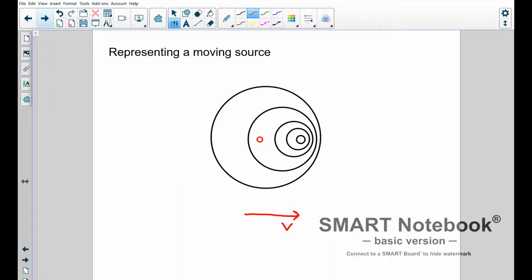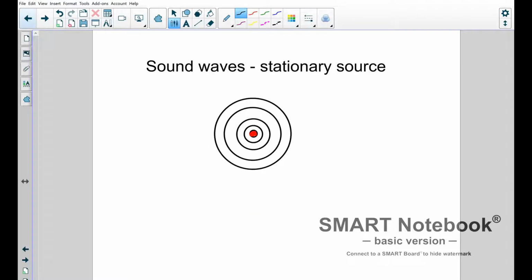What happens is as it's moving towards the observer, here you are, as it's moving towards the observer, that wavelength seems shorter because those waves are getting bunched up. The next one is emitted further to the right than the previous one, so there's not as much space in between them, and I get a wavelength that looks a lot shorter than my original one here.